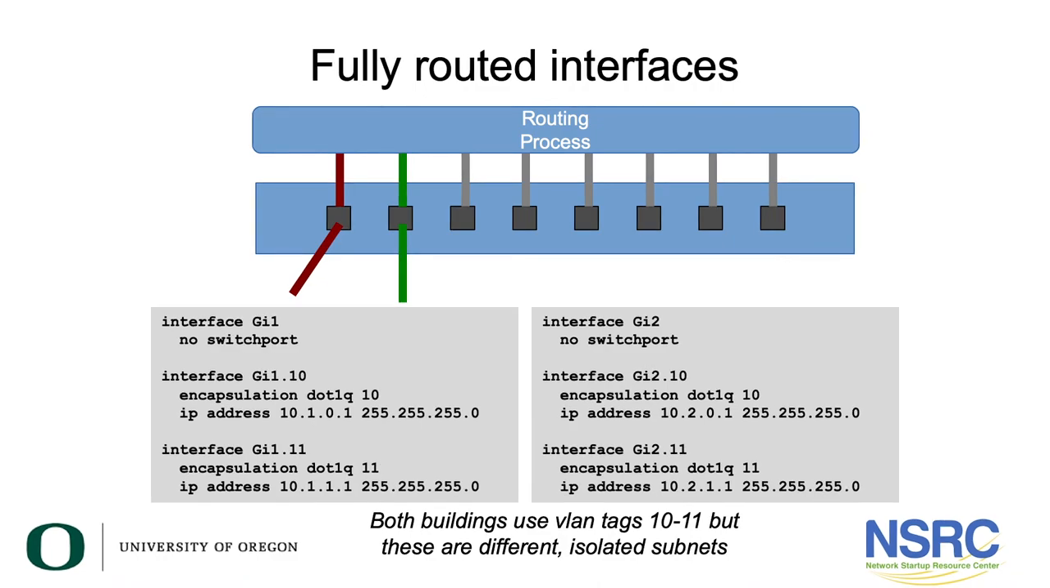Both buildings in this case are using VLAN tags 10 and 11, but these are different and isolated subnets. Remember, we are not passing VLAN 11 in one building to VLAN 11 in another building, because this is a fully routed interface.